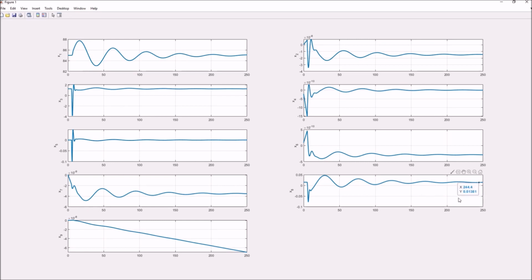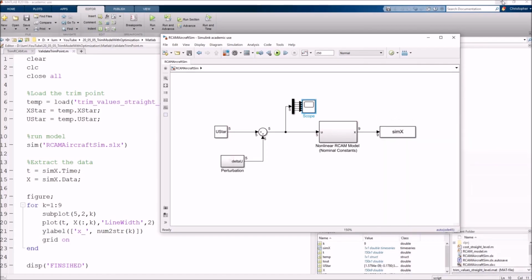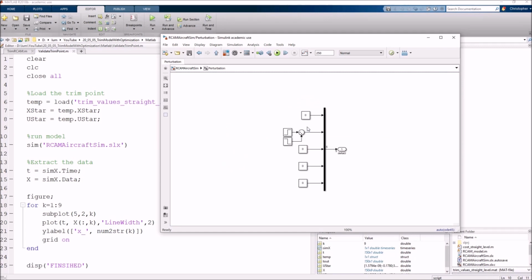Now the question is, is it the same trim point that we started at? Did we perturb it to a different trim point? Like we said, that's going to be coming up in a future lecture where we'll look at that in a more rigorous fashion. But since I'm here, I can't resist. Let's do something different. Let's pulse the ailerons now.